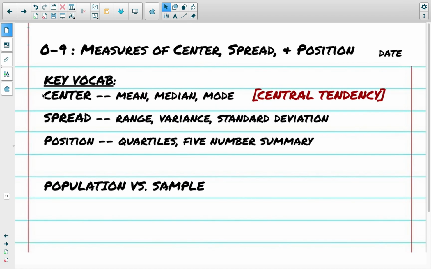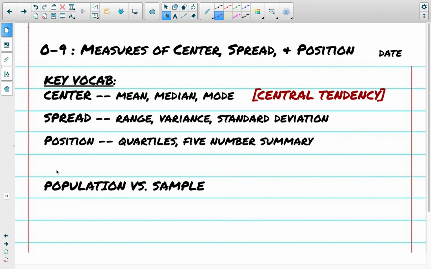Here's some vocab for you. There's a lot of words in this section, so I tried to break it down by group. When we talk measures of center, we're talking about mean, median, and mode. Measures of spread, we're talking about how far apart a data set is. Range, variance, and standard deviation are some new terms to do that. And then position has to do with where numbers are in a data set relative to the other numbers in that data set. To talk about position, we have quartiles and the 5-number summary.